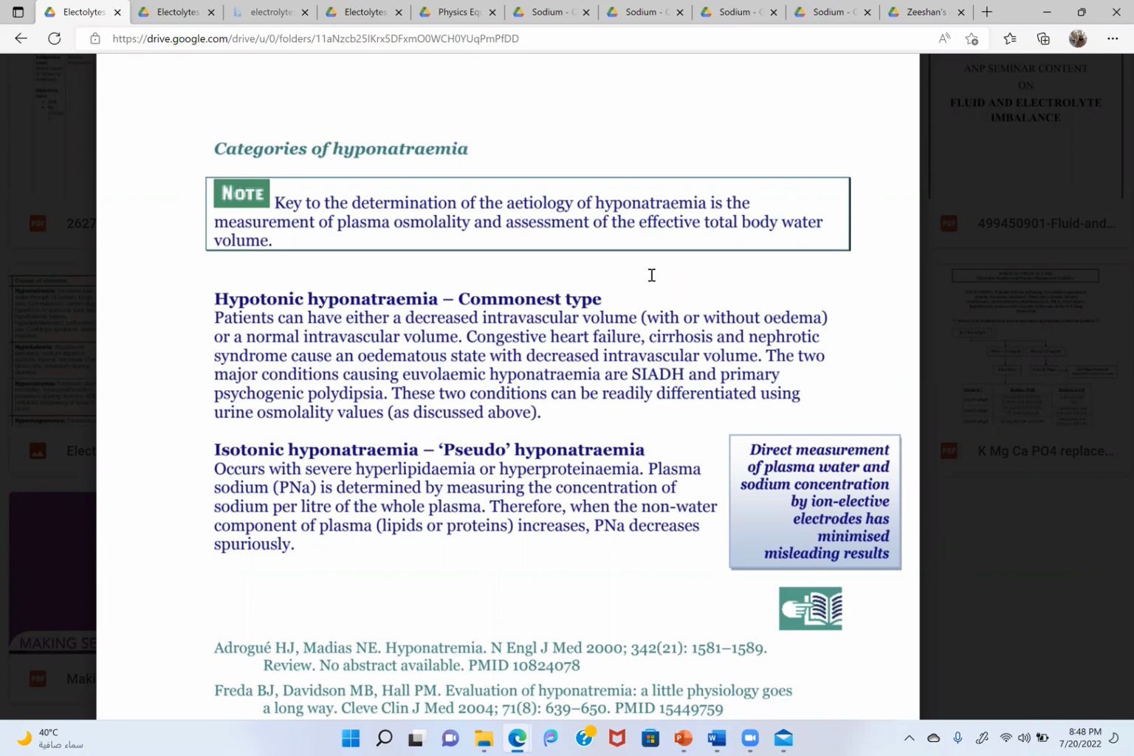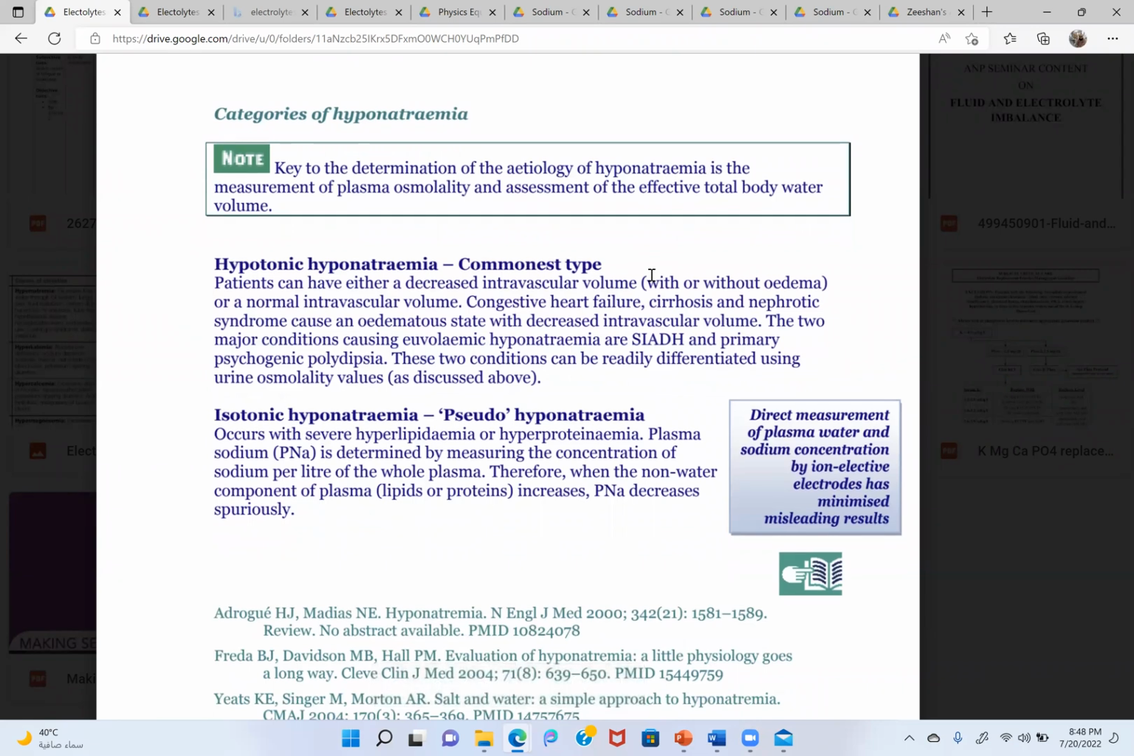Okay. The two major conditions causing euvolemic hyponatremia are SIADH and primary psychogenic polydipsia. These two conditions can be readily differentiated. Actually, an SIADH picture can be of euvolemia and it can be of hypervolemia. There may be increased volume, and that's what we discussed before. And Mozdama, you were asking this question. So this is an error of measurement. This is not the correct hyponatremia, and it is occurring in the labs because of hyperlipids or hyperproteins.